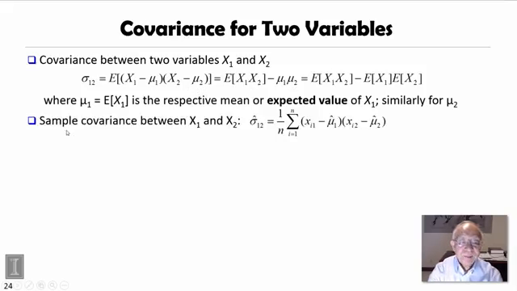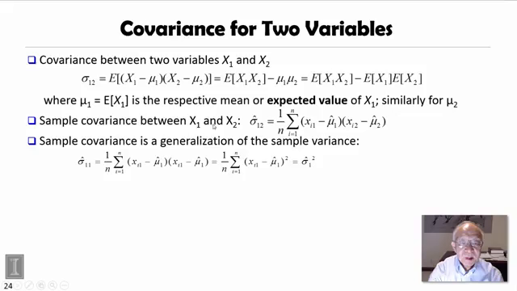If we get a sample, we look at the sample covariance between x1 and x2. So the sample covariance is calculated by their difference from the sample mean. Okay. So that's also popularly used.